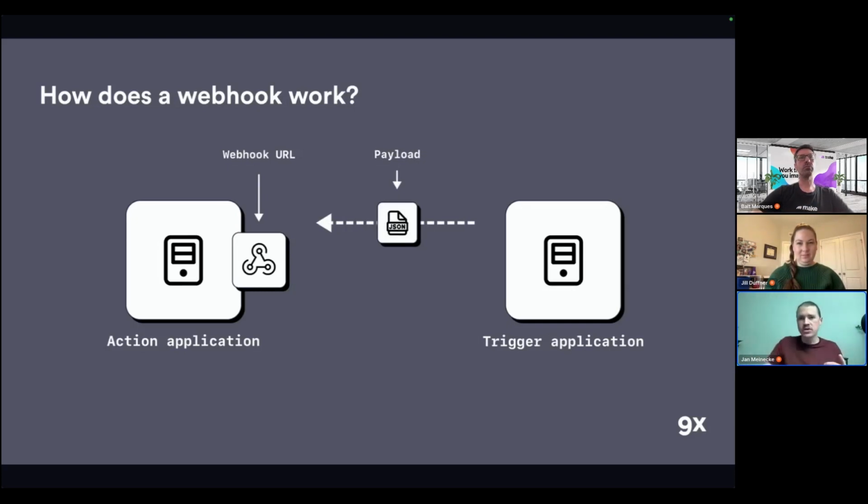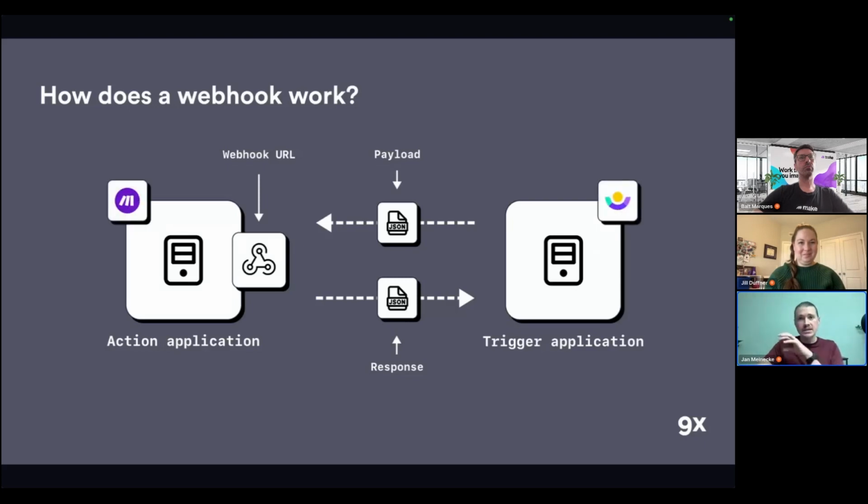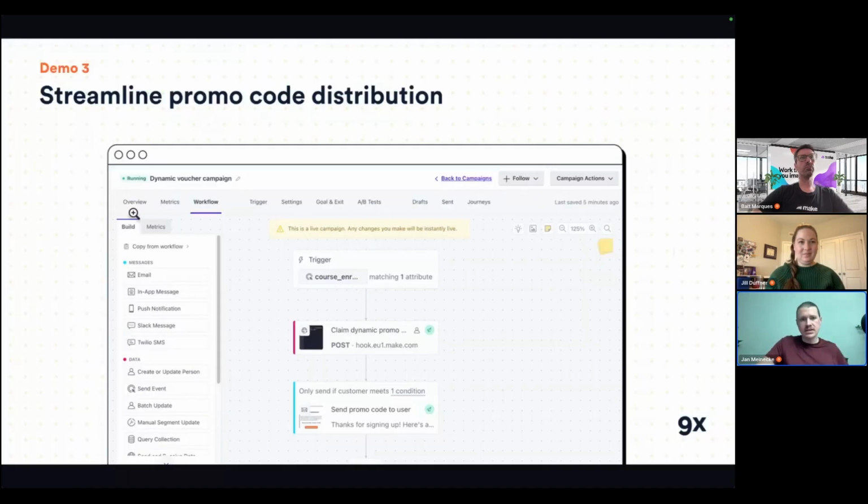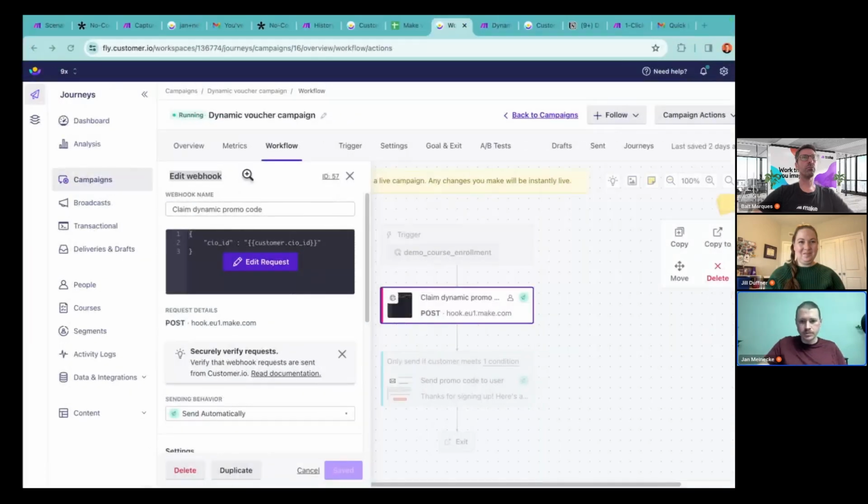And then the action application can also send back a response, some more data back to the trigger application. In our example, Customer.io is going to act as the trigger application. In that workflow, that's where we're sending the data from. And Make is going to act as the action application. We're going to receive the data, and then send a response back. So let's take a look back at this example.